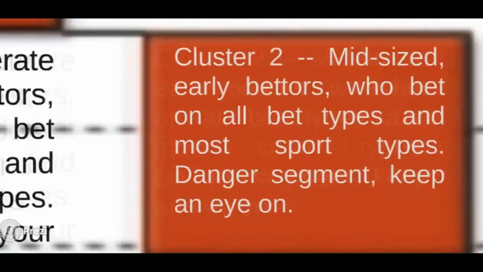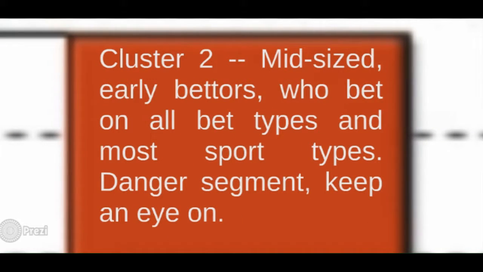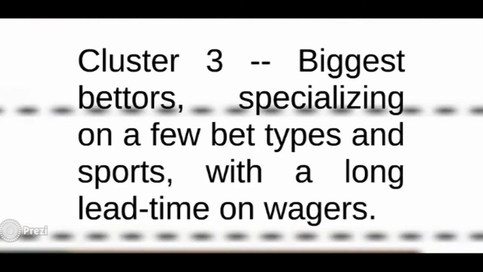Cluster 2 was mid-sized early bettors who bet on all bet types and most sports types. This was a big danger segment for the sportsbook, and we believe they should keep a very close eye on bettors who were in this group. Cluster 3, these were the biggest bettors, specializing on a few bet types and sports types with a long lead time on wagers. These also were people the sportsbook needed to keep a very close eye on.